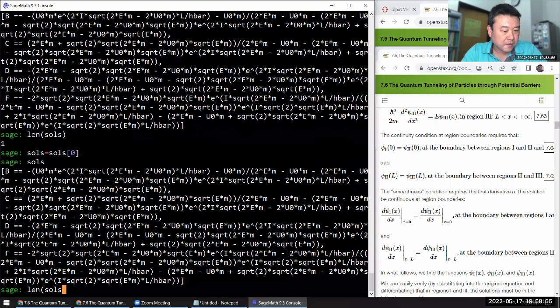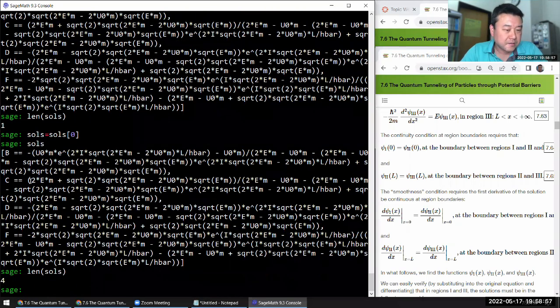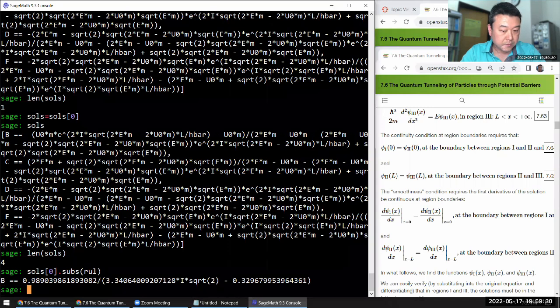So my solutions should now be a length of 4, I think, yeah, because it's giving me values of B, C, D, and F. And I can make an argument that the only parameters that I really care about are B and F, because B is going to be associated with the reflection probability, and F will be associated with the transmission probability. In fact, let me do this. Solution. So this will give me B. Let me substitute in the rule that I had above. So I get this.